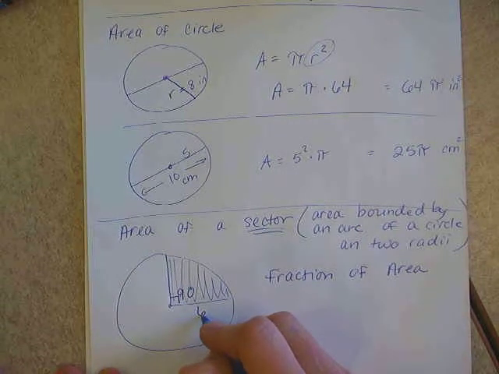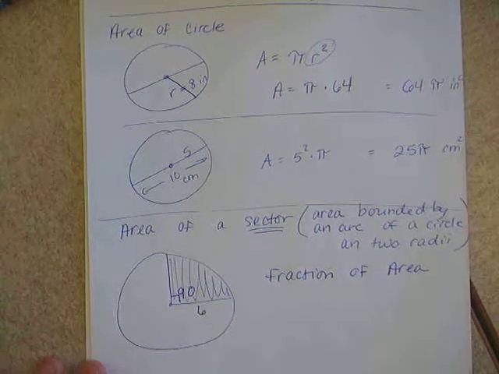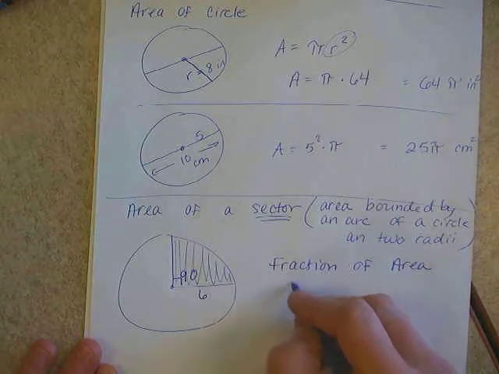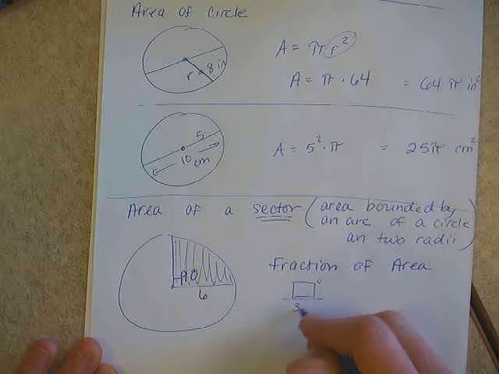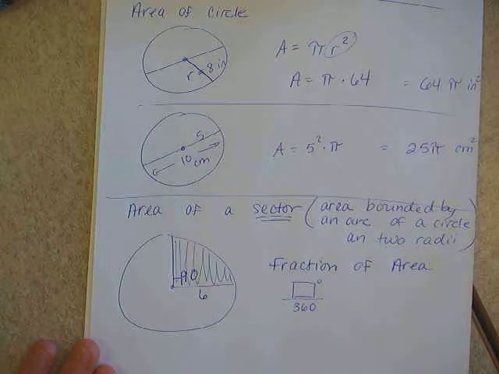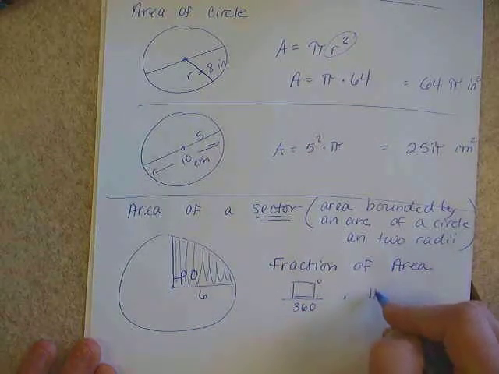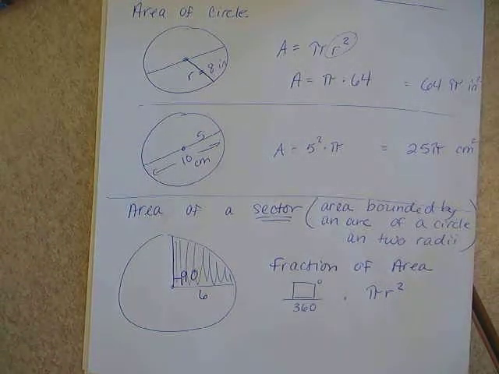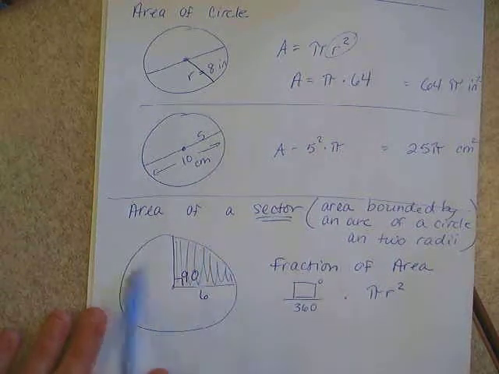Okay, so in this case, we'll do 90 again. That's an easy example. And we'll do a radius of 6. Okay, the fraction would be the degrees out of 360. The area is going to be pi r squared instead of pi times diameter.